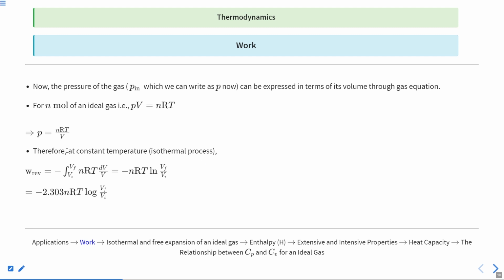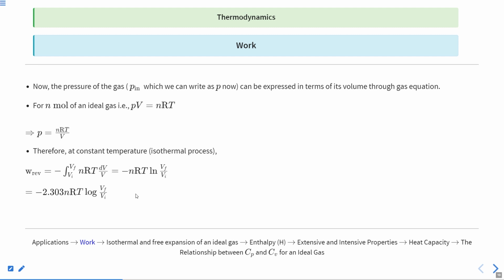Okay, so we are doing this for constant temperature. So the temperature is kept constant, that is why it is taken outside. It is taken outside the integration, and we are just integrating dv by v. So this is for constant temperature.